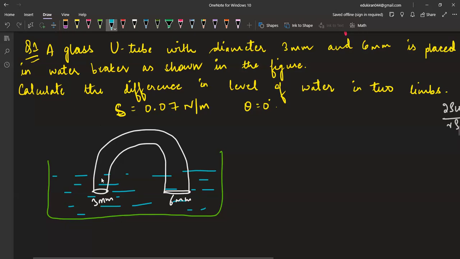Basically, this means some water will go here, some amount of water will go here. But obviously, this is narrower, so a higher level of water will be rising here. So there will be a difference in the levels of water. Let's say this entire length was h1, and this entire length is h2, whatever is the water.